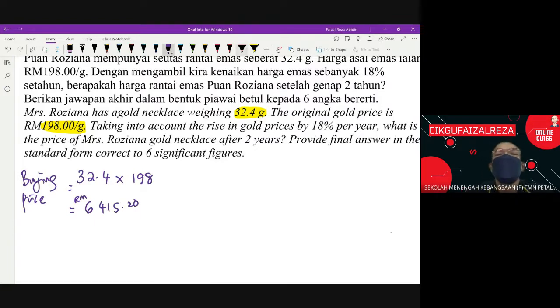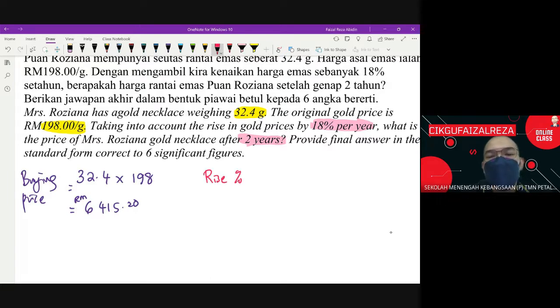Okay. Now, if you look over here, the price is going to rise 18% per year. So 1 year, 18%. The question here, what is the price after 2 years? 18 times 2. Wow, 36%? How come you get 36%? We are not going to times that one. We are going to times separately. If I find 18% after 5 years, 18 times 5, how much do you get? Wow, so many. Cannot like that.